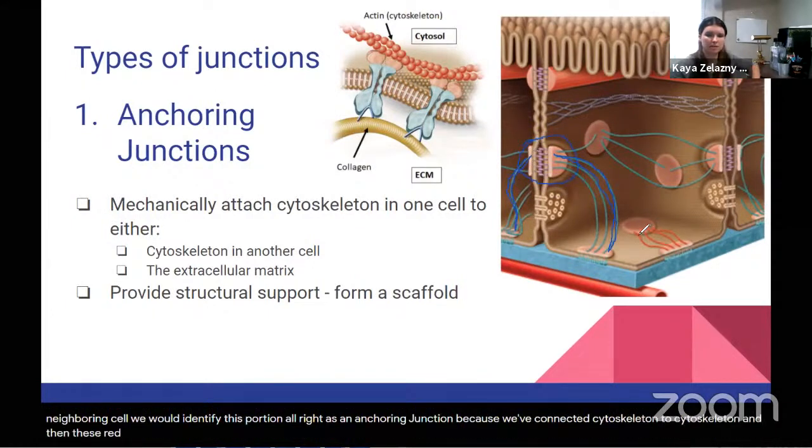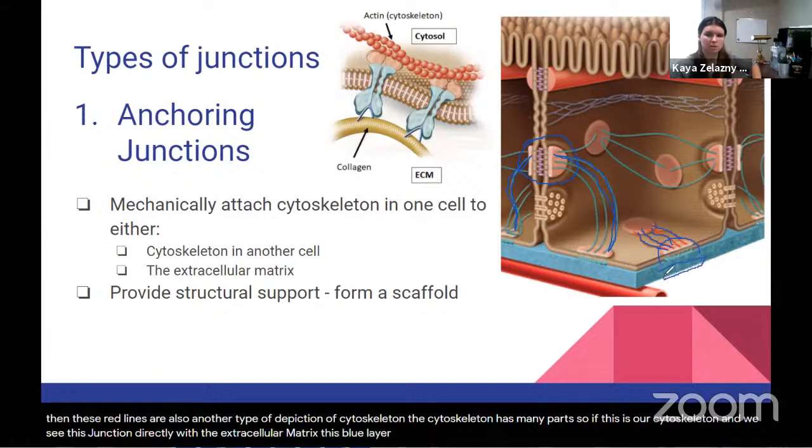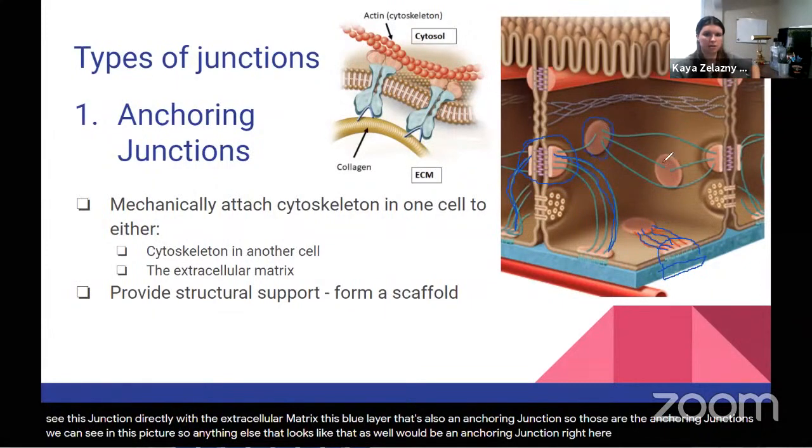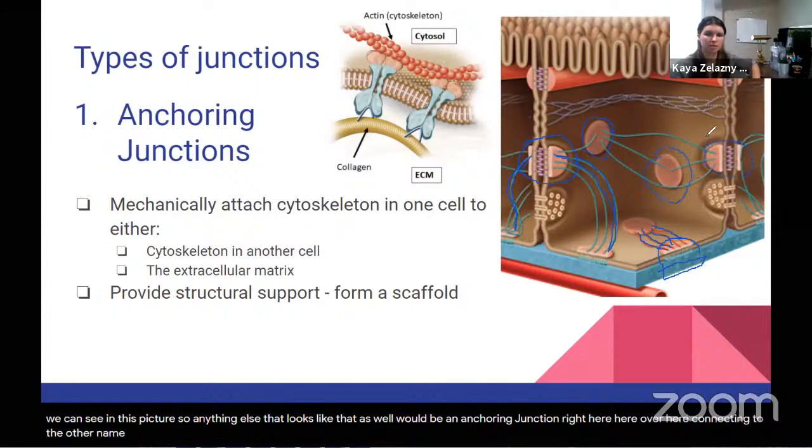And then these red lines are also another type of depiction of cytoskeleton. The cytoskeleton has many parts. So if this is our cytoskeleton and we see this junction directly with the extracellular matrix, this blue layer, that's also an anchoring junction. So those are the anchoring junctions we can see in this picture. So anything else that looks like that as well would be an anchoring junction, right? Here, here, over here, connecting to the other neighboring cell. Those are all anchoring junctions.